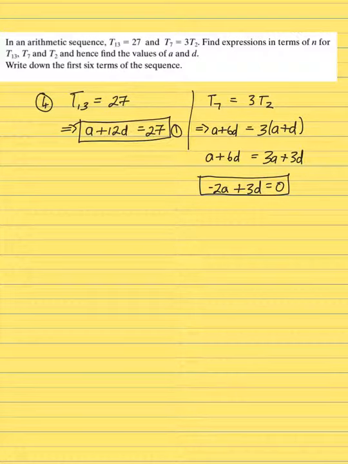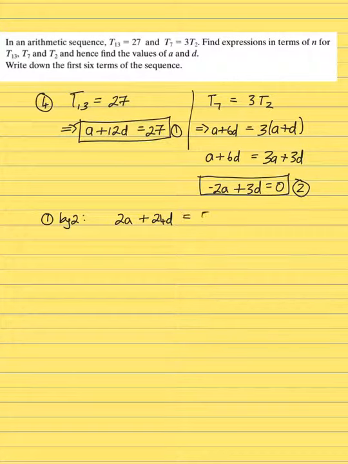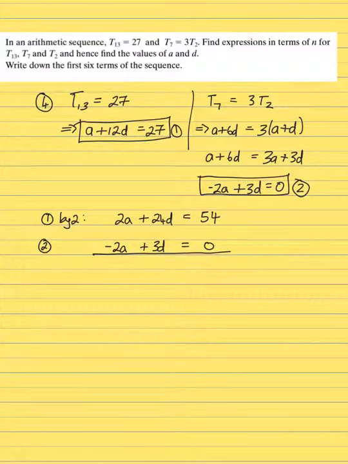There's our first equation and our second equation. So if we take our first equation and multiply it by 2, we'll get 2a plus 24d equals 54. And we just leave our second equation as it is, minus 2a plus 3d equals 0. And we just add those together. 2a minus 2a is 0. And then 24d plus 3d is 27d. And 54 plus 0 is 54. Divide both sides by 27. And that gives us then that d is equal to 2.